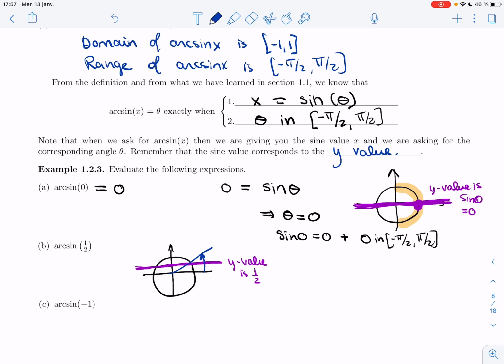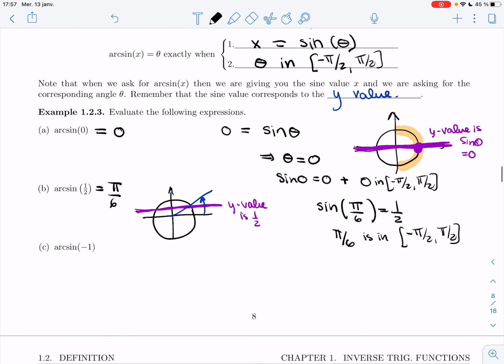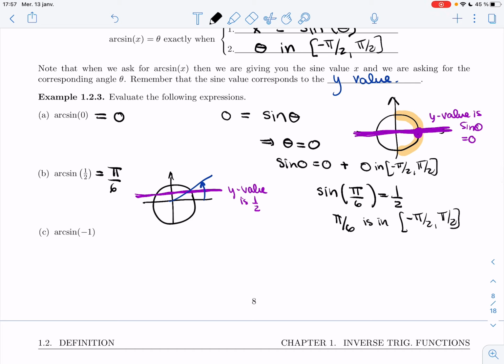If you remember your trig, you should know that sine of pi on 6 is 1/2. And since pi on 6 is in the correct interval, minus pi on 2 to pi on 2, then this would be pi on 6. So that's the angle in the right interval that would give you 1/2. All right, so let's do one more.